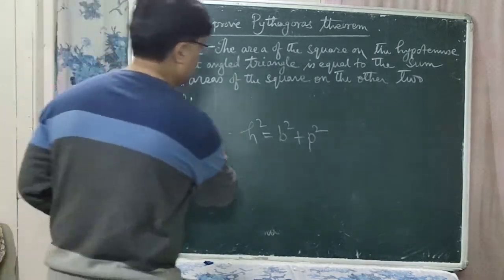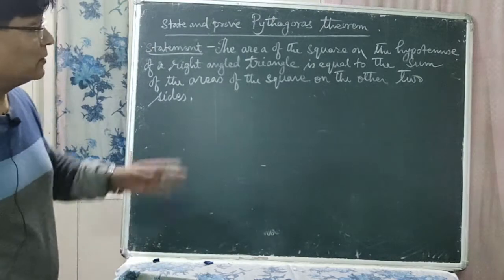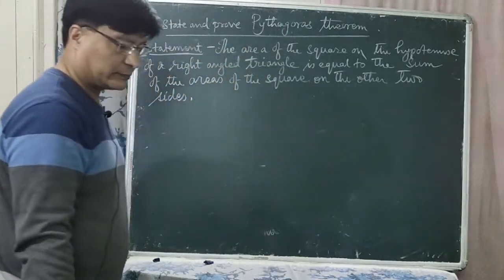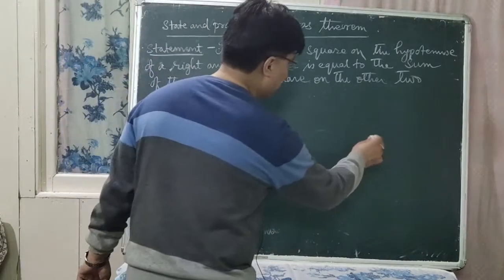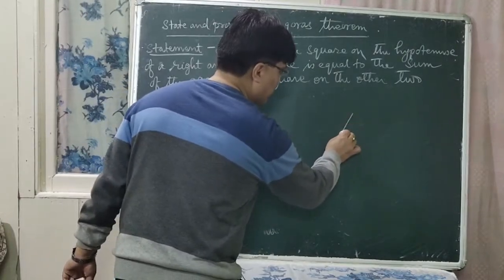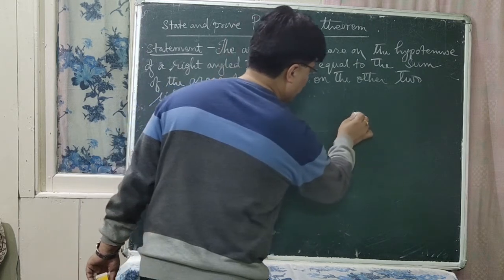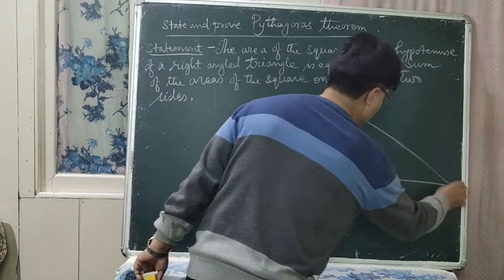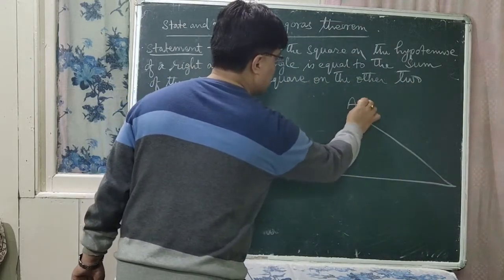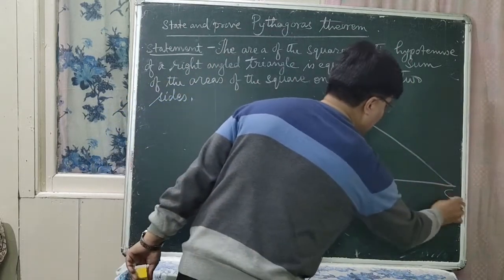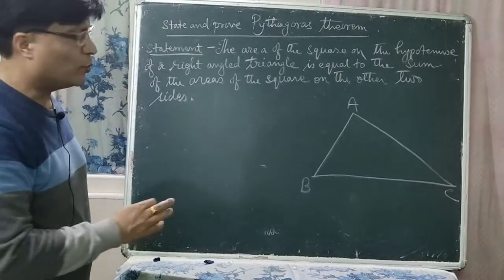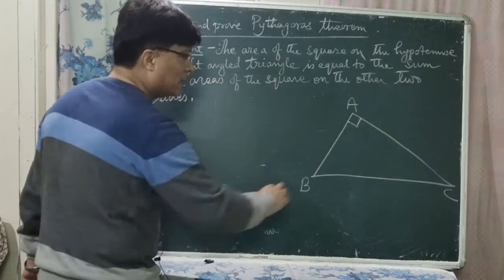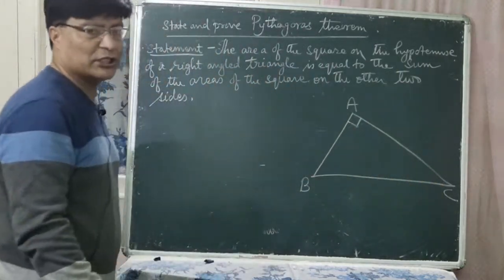So now let us prove it. Now we will prove this theorem. Now again let us draw a right angle triangle. So this is A, this is B, and this is C. So which angle is 90 degree out here? This angle A is 90 degree and this BC will be the hypotenuse.